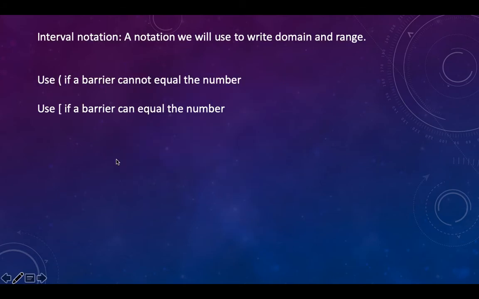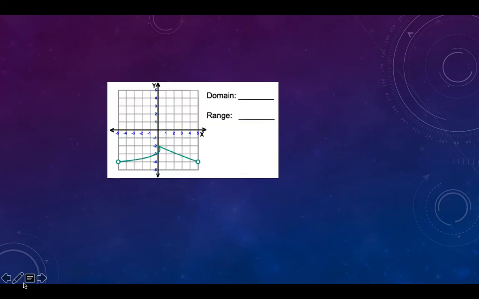So if you recall back here, use a curved bracket if the barrier cannot equal a number. So we can't equal negative 5. So we're going to use the curved parenthesis. And I'm going to write that barrier number where it kind of stops. Stops at negative 5. And I'm going to write parenthesis. And then where does it end? Well, it goes up to 5. But 5 you also cannot equal. So I'm going to write parenthesis there. So the domain is from negative 5 to 5. And these curved brackets show that you can't equal negative 5 or 5.